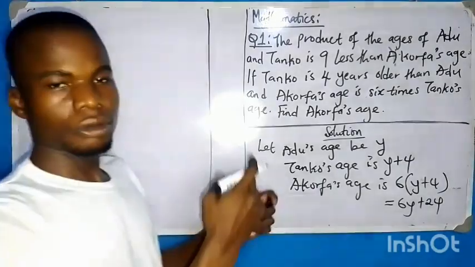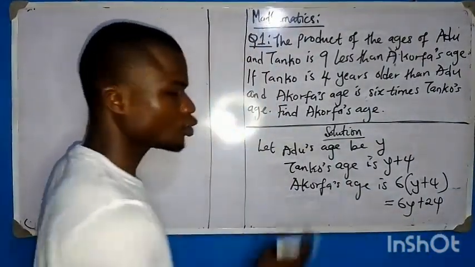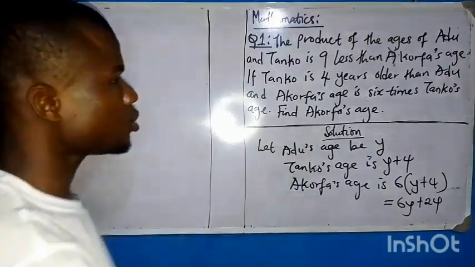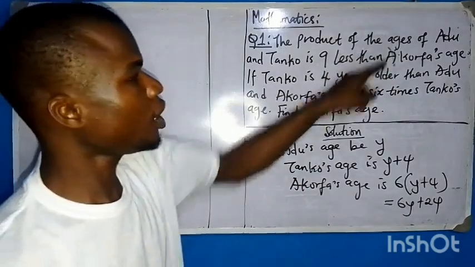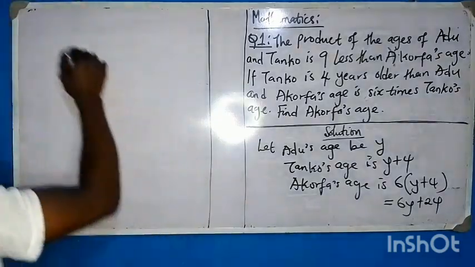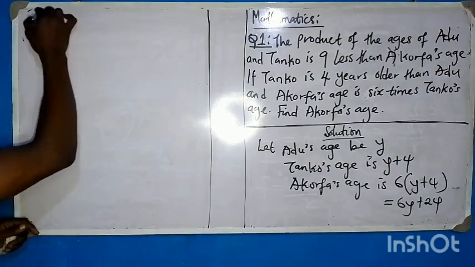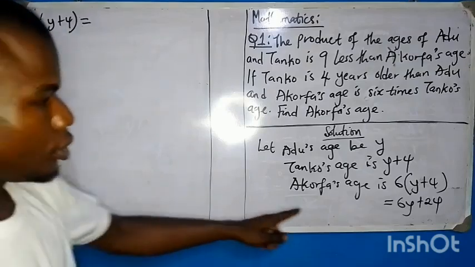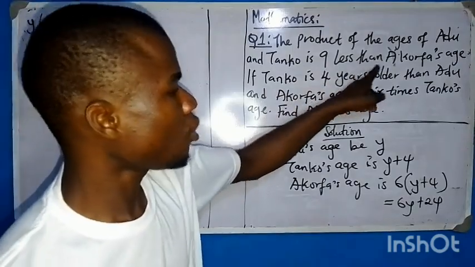So now we have gotten the ages, but we don't know the actual age. We want to determine the actual age of Akofa. So let's look at the other part of the question. So we are told that the product of the ages of Adu and Tanko, we find the product, that's to say y times (y plus 4), is 9 less than Akofa's age.